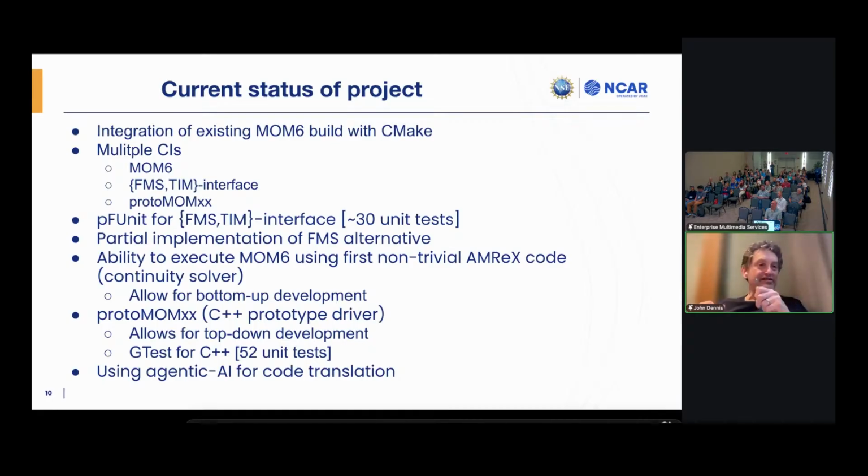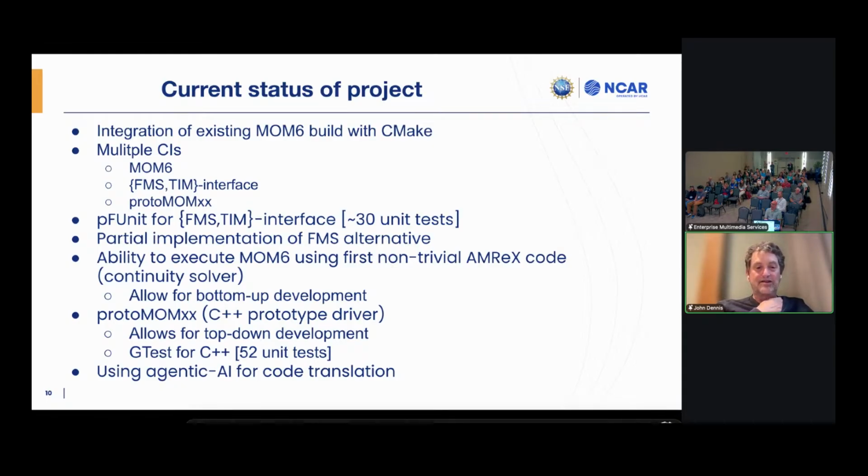So some of the current status of the project, we've integrated the existing MOM build with CMake. We have multiple continuous integration things. This is all software speak. I'm sorry about that. We have unit tests for the FMS and TIM interface. We have a partial implementation of the FMS alternative. One of the things that we're going to talk about a little bit more extensively is the ability to execute pieces of MOM6 using non-trivial AMReX code. And this is pieces of the continuity solver. This allows for bottom-up development.